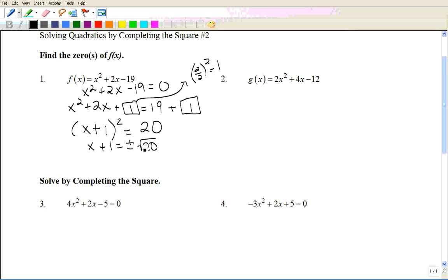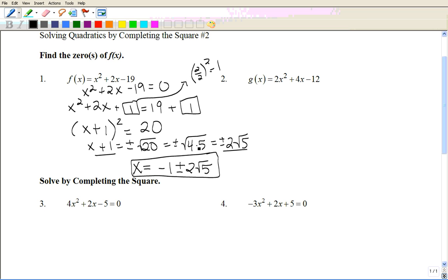But the square root of 20 can be simplified further, so we have to think, what are the factors of 20 where we can find one of those factors to be the largest perfect square possible that is a factor of 20? Well, if you consider 4 and 5, 4 is a perfect square, so we would have plus or minus the square root of 4 times 5, and the square root of 4 is 2, so we'll have plus or minus 2 square roots of 5. So now we have x plus 1 equals positive or negative 2 square roots of 5. So we're going to subtract 1 from both sides, and we get x equals negative 1 plus or minus 2 square roots of 5. And both of those are the zeros for this quadratic.